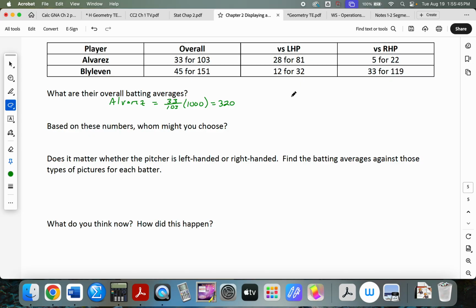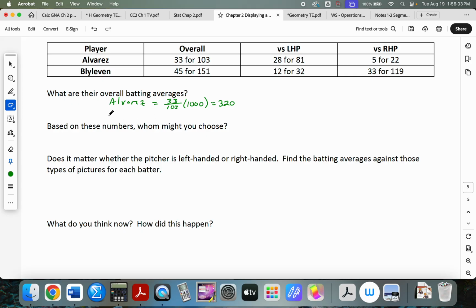It's a .320 batting average. Why they didn't just leave it as .320, I don't know. Maybe that was too difficult for people to understand. But they get a hit about 32% of the time.